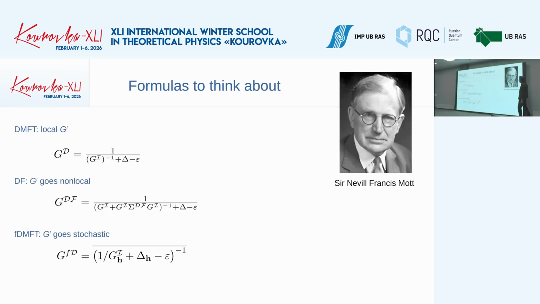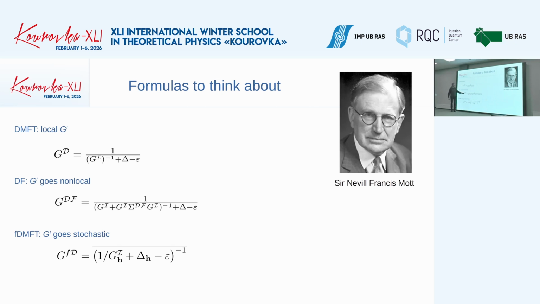Okay. This is my last slide. This is the thing to think about. There are three formulas for the Green's functions. This is DMFT, this is dual fermion, and this is fluctuating local field. You see the formulas are of the same nature actually. We start from the DMFT.